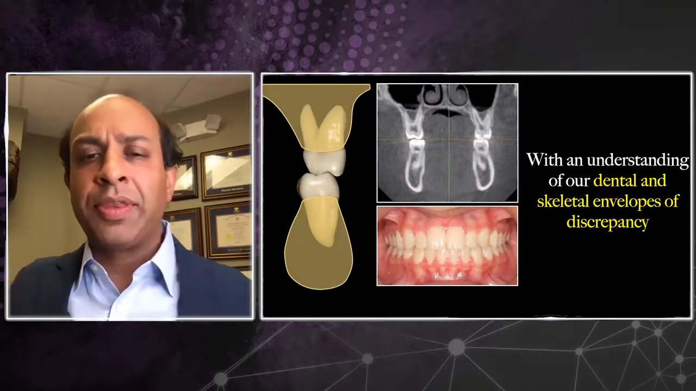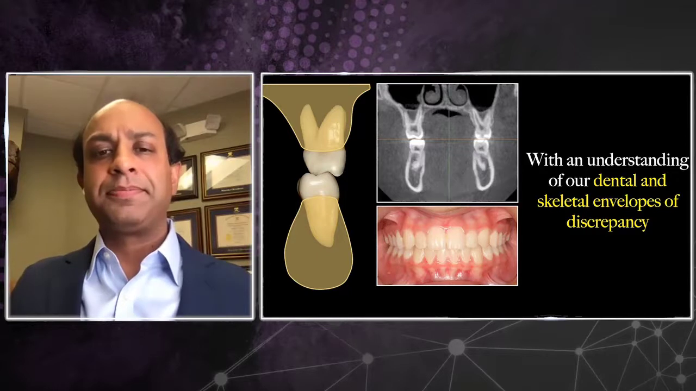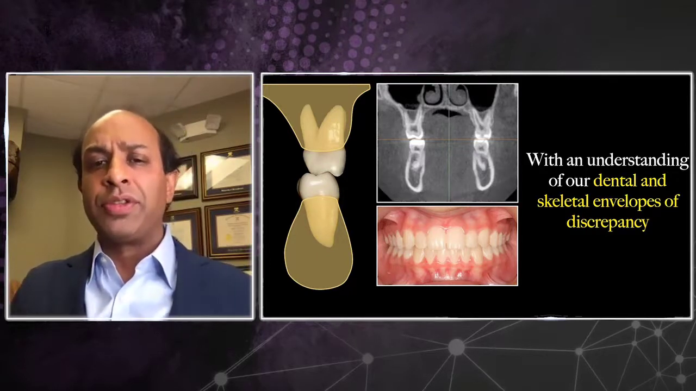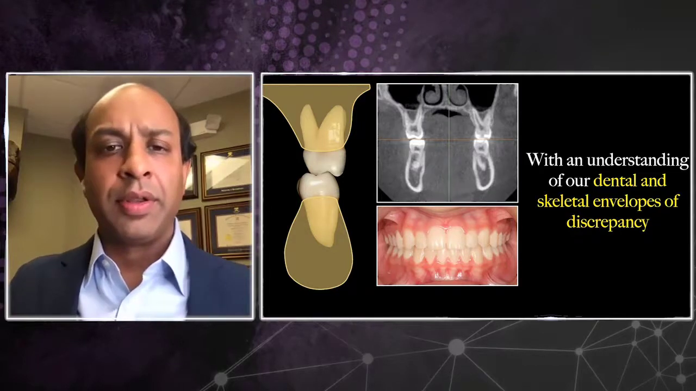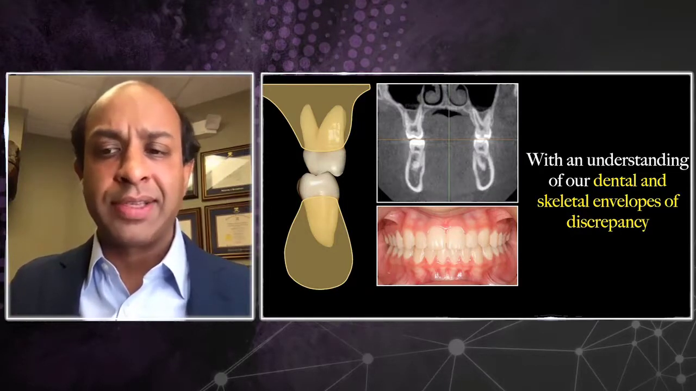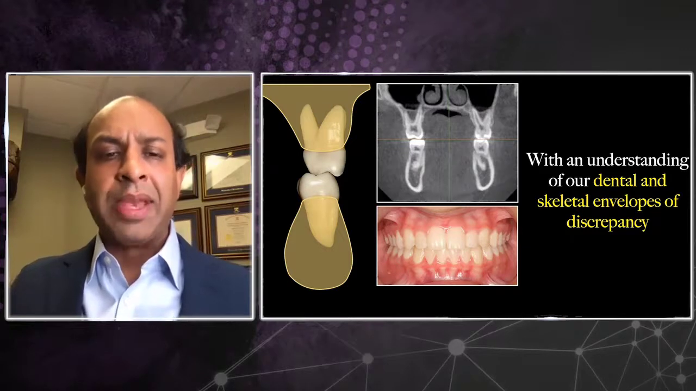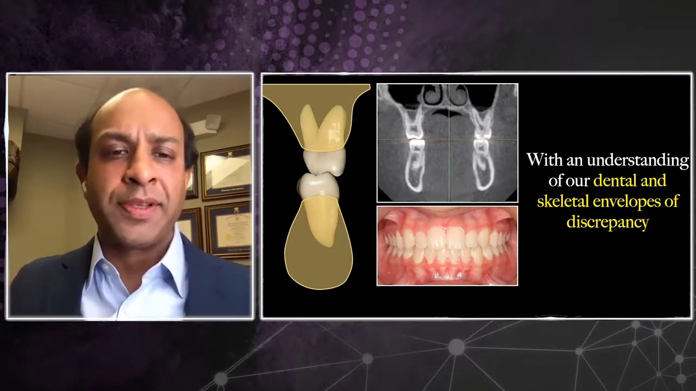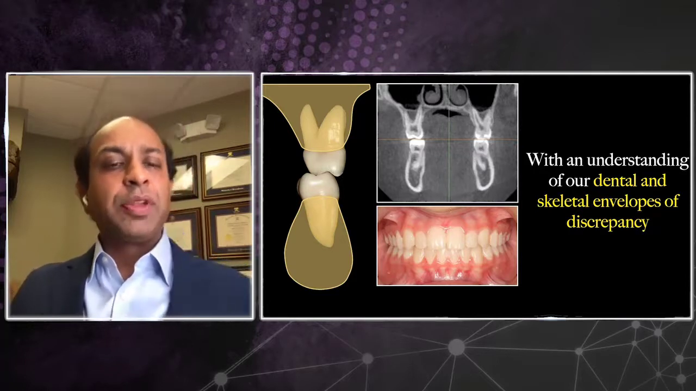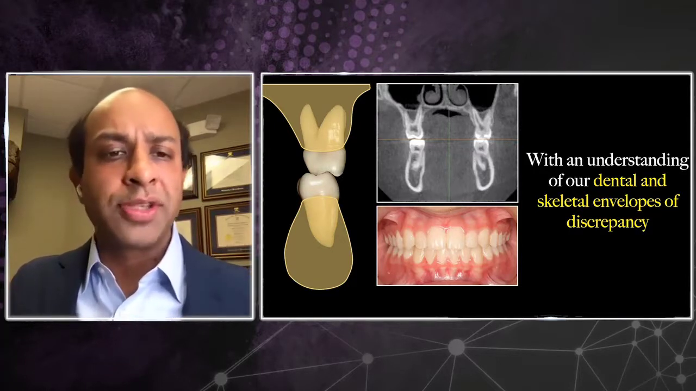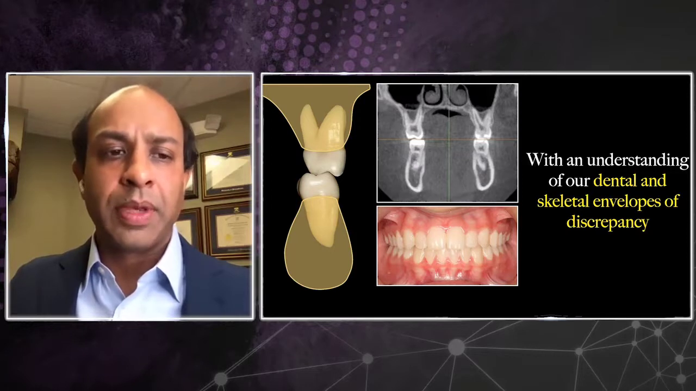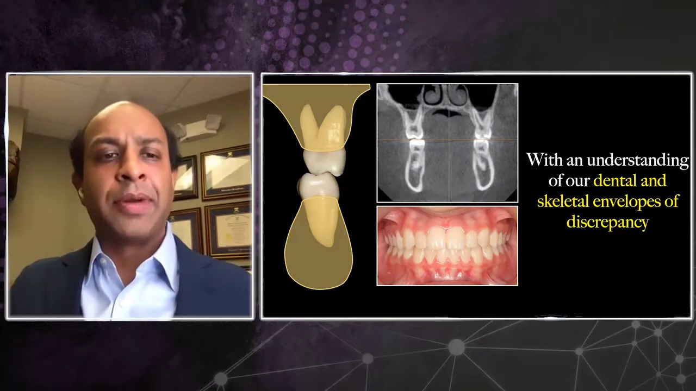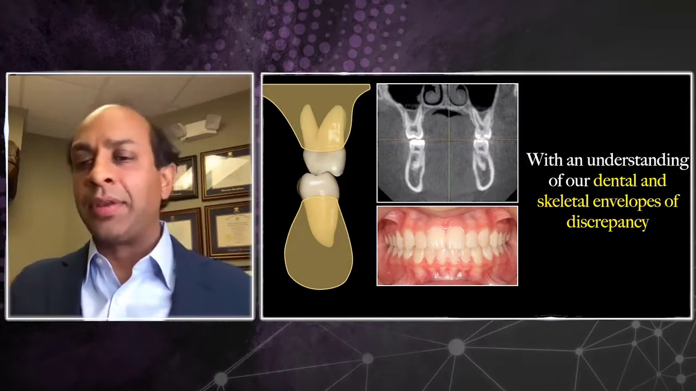So when we talk about orthodontics, we're not only talking about the teeth, we're making sure that the underlying position of the roots are going to be cognizant of where the skeletal infrastructure lies, and make sure that we're always operating within the dental and the skeletal envelopes of discrepancy. This really will provide a long-term solution where not only the dentition, but the underlying attachment apparatus can coexist in a healthy manner.